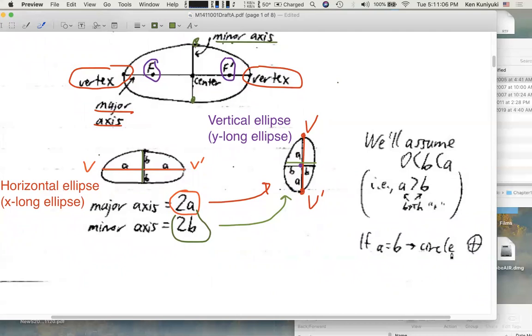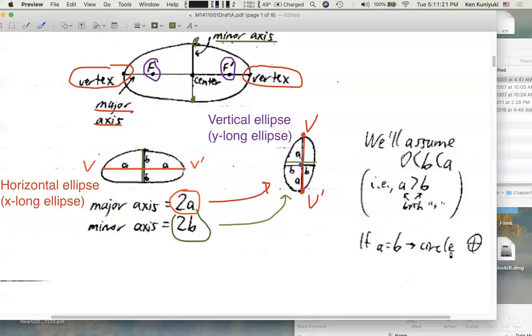Sometimes when you're thinking about the theory and the way these shapes work, it's sometimes convenient to think of a circle as like a degenerate ellipse, but a circle is not technically considered to be an ellipse, although it's sometimes convenient to think of it as a degenerate ellipse.